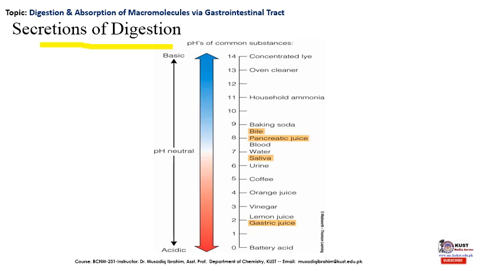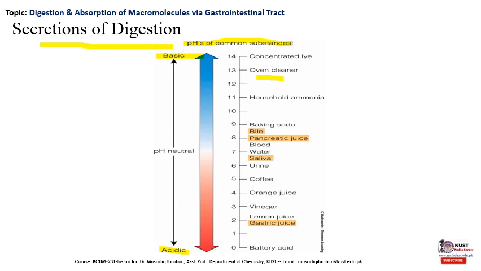Now the secretions of digestion. So this figure shows the pH of common substances, and what is the pH of the stomach as a result of secretions which are pouring into the stomach as well as the small intestine. So the upper bar is for basic pH, and the red one, the lower one, is the acidic pH. So there are different materials or ingredients whose pH is given here.